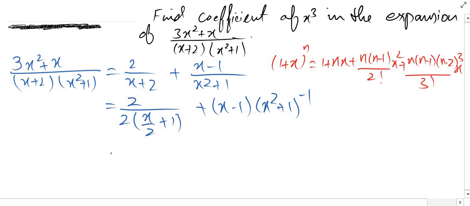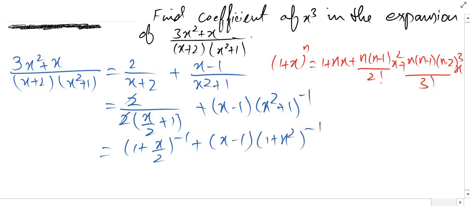We can write it as, 2 will cancel 2, so we can shift it to the numerator, so its power will be negative also. So we can write 1 plus x over 2 raised to power minus 1, times x minus 1, and 1 plus x square raised to power minus 1. Now we have to solve this. We have to find coefficient of x cube, so we shall expand it up to x cube, up to 3 terms. So how can we solve?